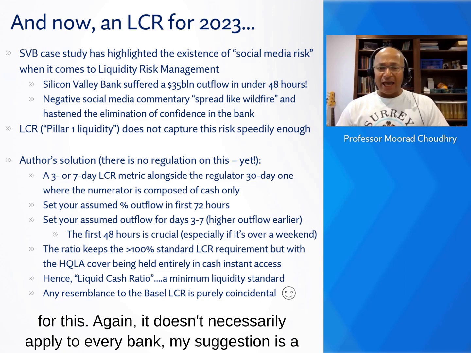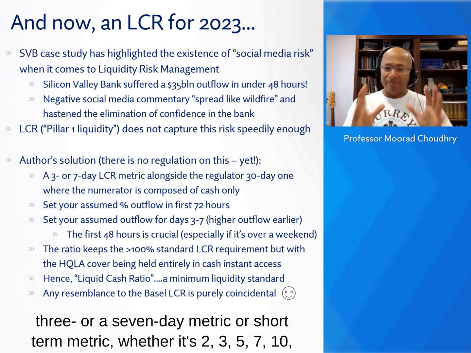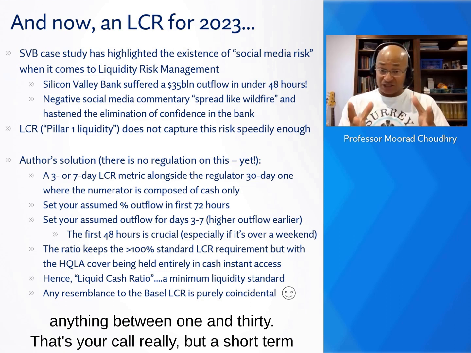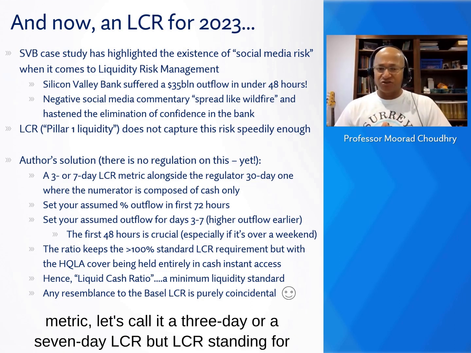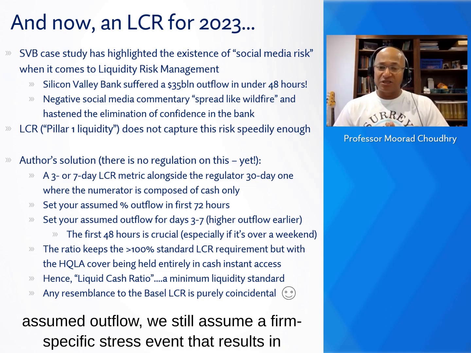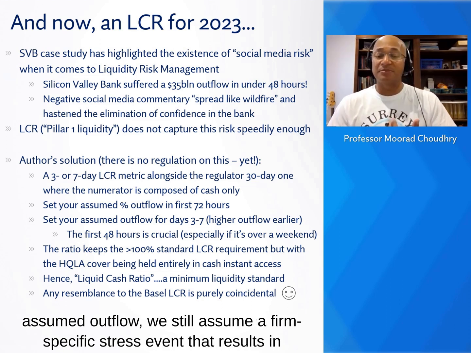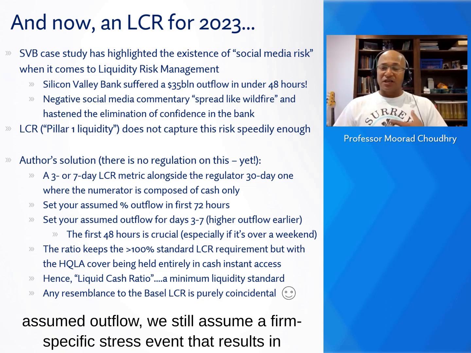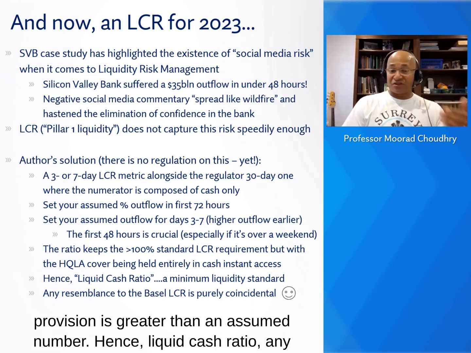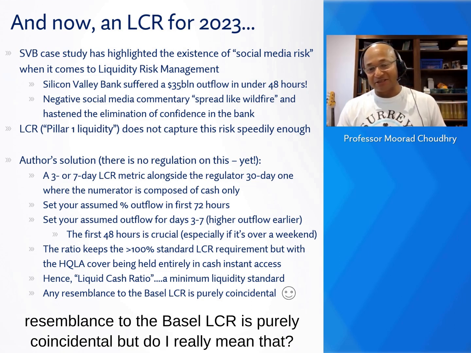My suggestion is a 3 or a 7 day metric, a short-term metric, whether it's 2, 3, 5, 7, 10, anything between 1 and 30, that's your call really, but a short-term metric, let's call it a 3 day or a 7 day LCR, but LCR standing for liquid cash ratio, or a liquid cash amount. In other words, we make an assumed outflow. We still assume a firm-specific stress event that results in high amounts of outflow, and we want to make sure that our liquid cash provision is greater than that assumed number, hence liquid cash ratio. Any resemblance to the Basel LCR is purely coincidental.